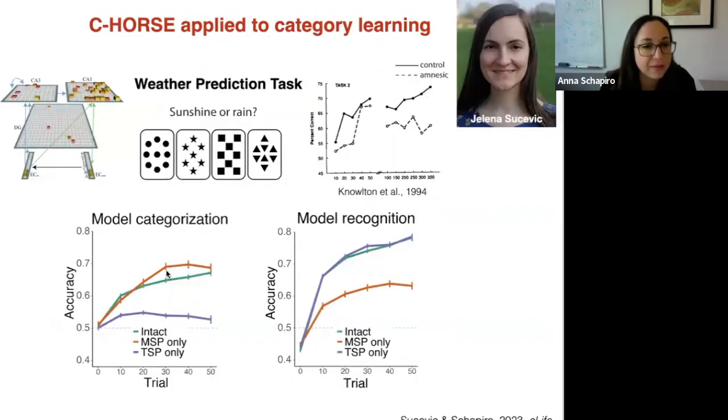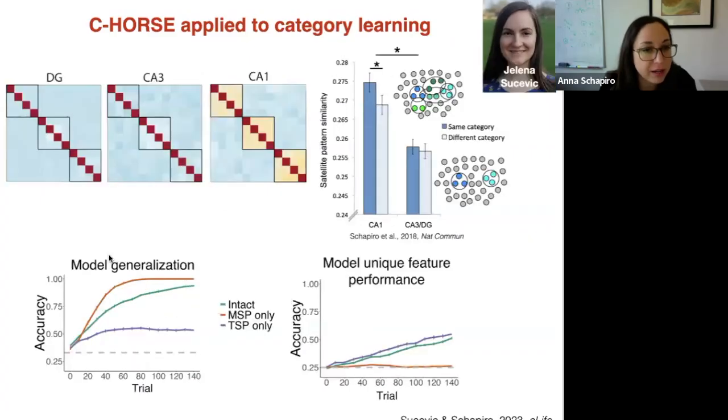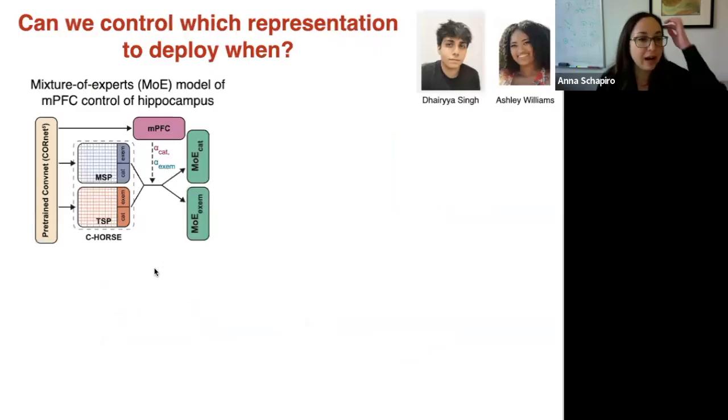You can see the trade-off is also happening here in the weather prediction task as well, although not as strong as in this paradigm. This is a new line of work, but I thought I would just mention that we are now exploring this control question in a mixture of experts setup.